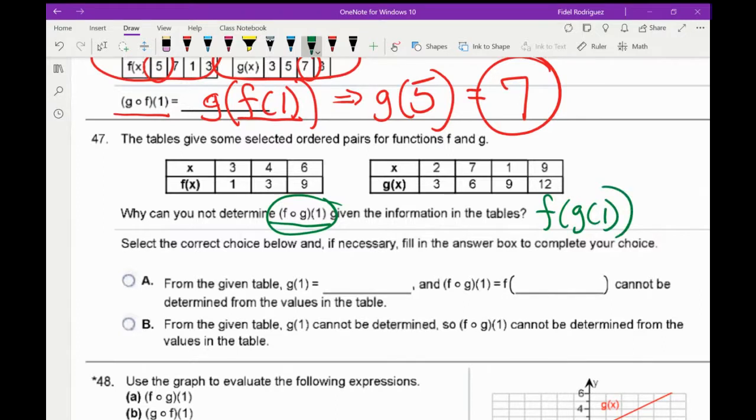g of 1, right? So again, the first thing I would do is say, okay, look, we're going to start with the g function. So we're going to come to this one here, and we're going to go, when x is 1, what's the value of g? It's 9, right?